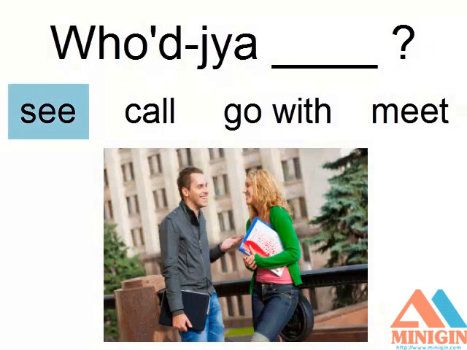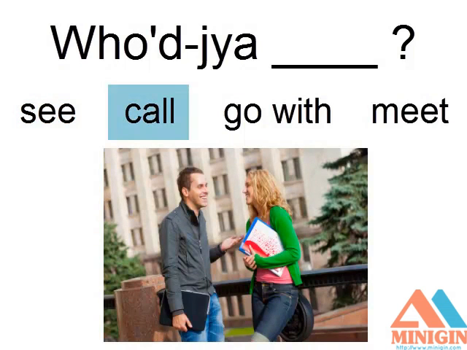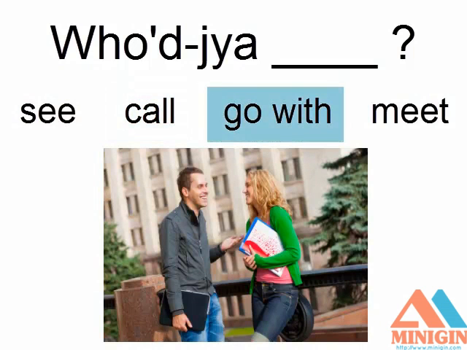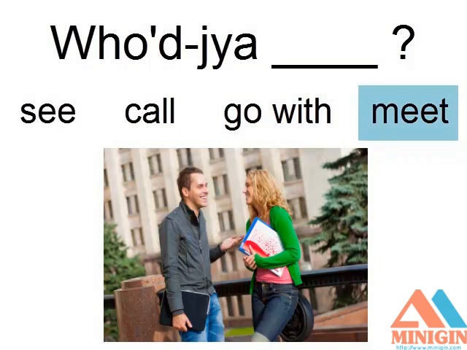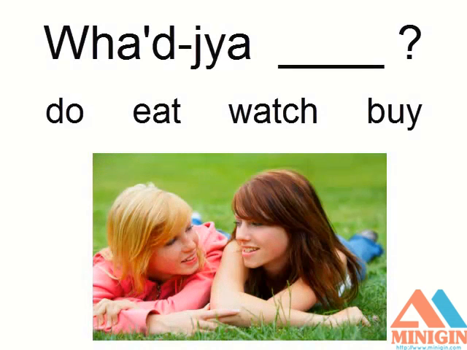Remember, in standard English, we're asking, who did you see? Who'd you see? Who'd you call? Who'd you go with? Who'd you meet? In standard English, we're asking, what did you do? What'd you do? What'd you eat? What'd you watch? What'd you buy?